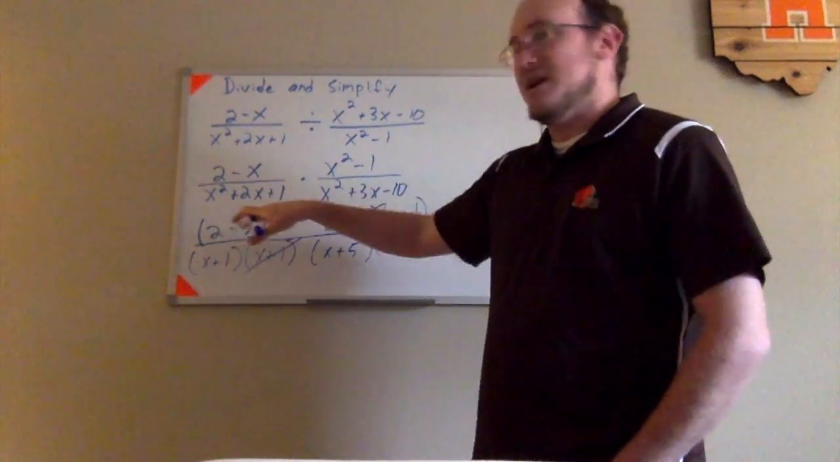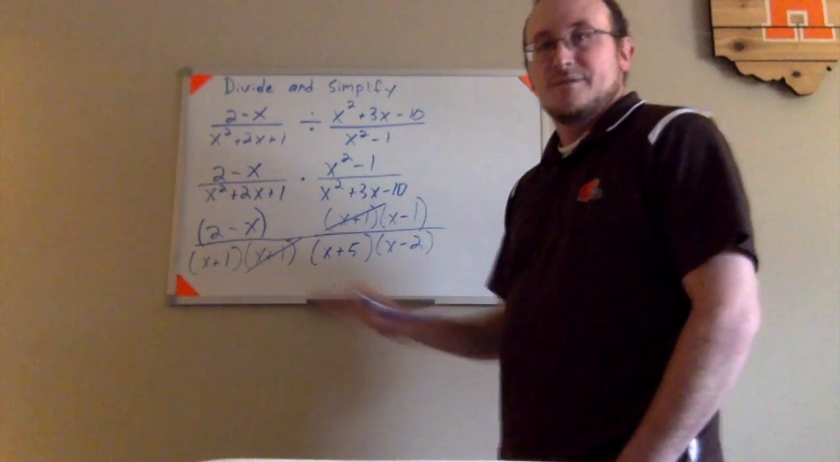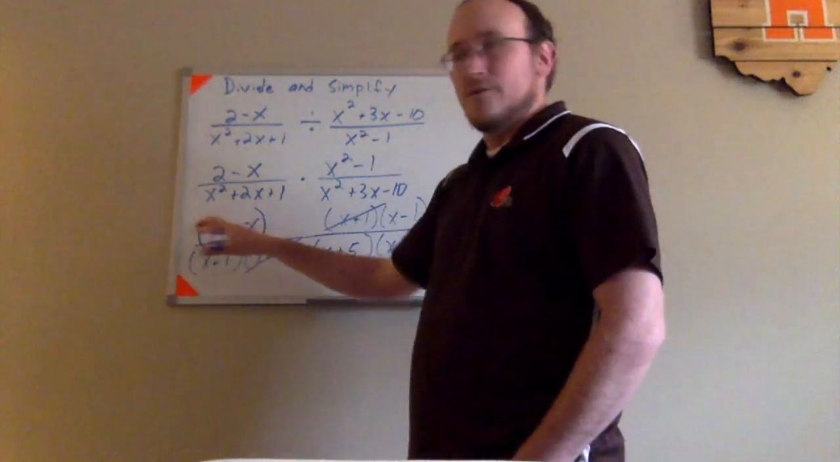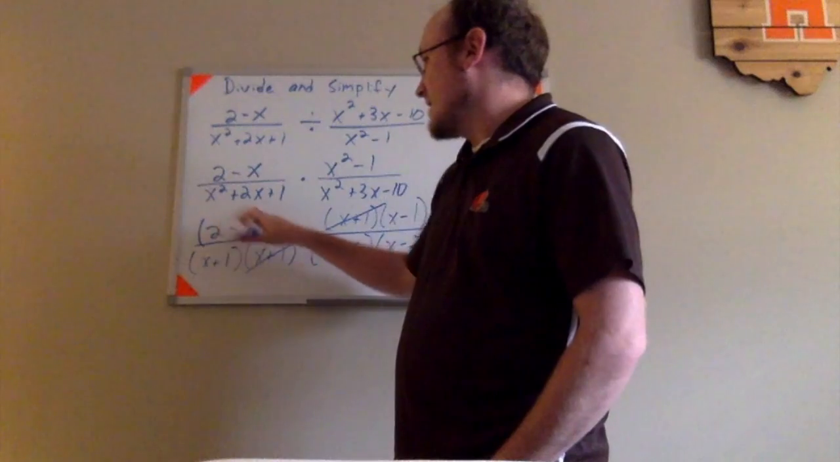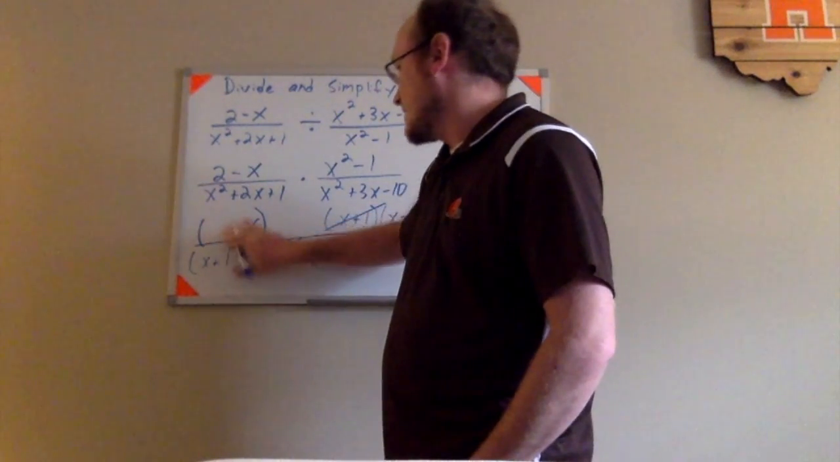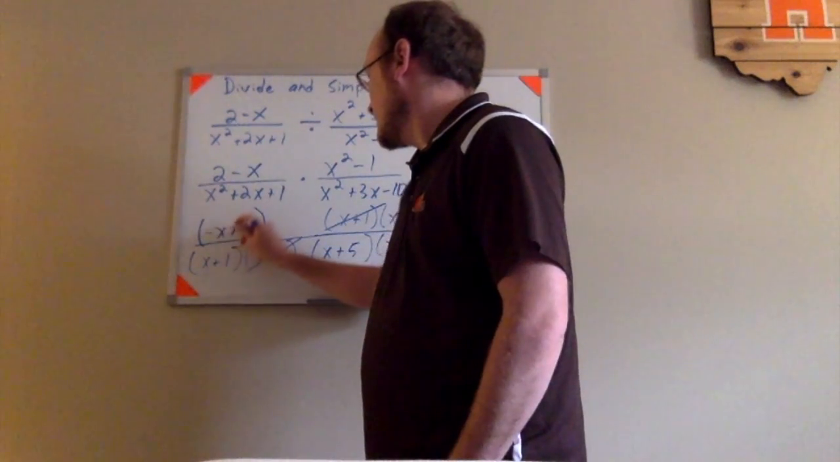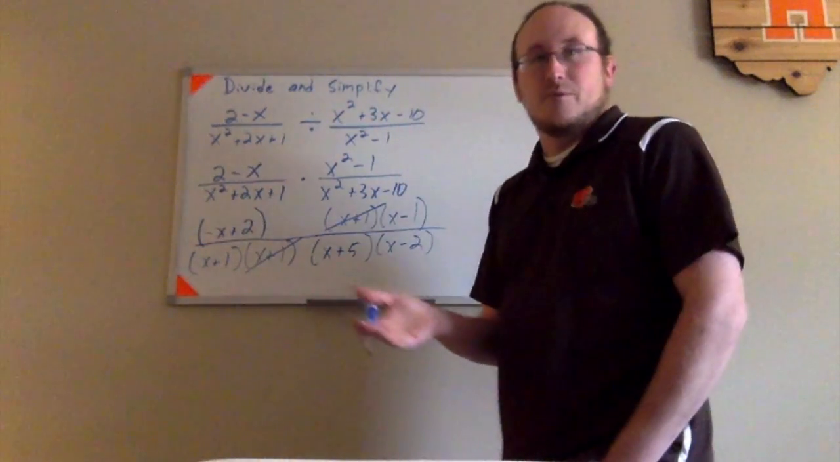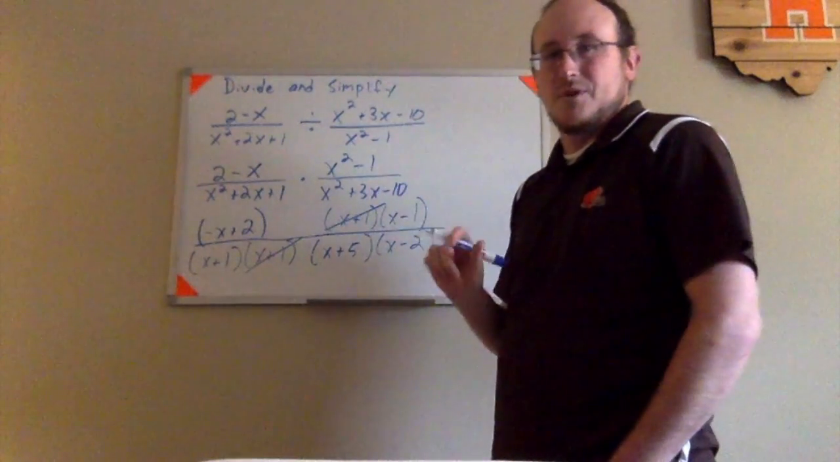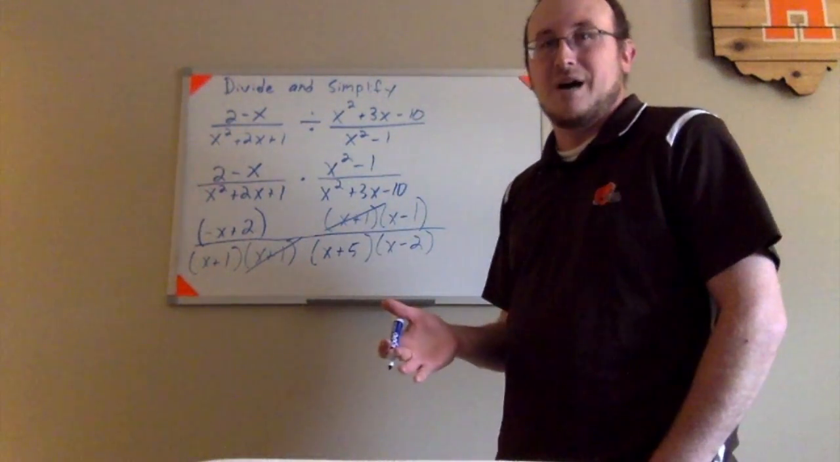You notice this 2 minus x over here looks a little weird. So I'm going to rewrite that. First I'm going to reorder the terms. Instead of 2 minus x, I'm going to write it as negative x plus 2. I didn't change anything other than the way it looked. I just reordered the two terms within there. The x is still negative, the 2 is still positive.